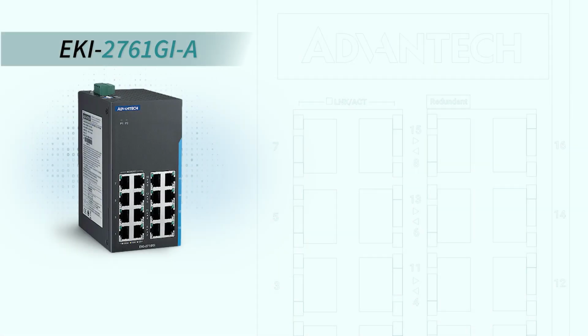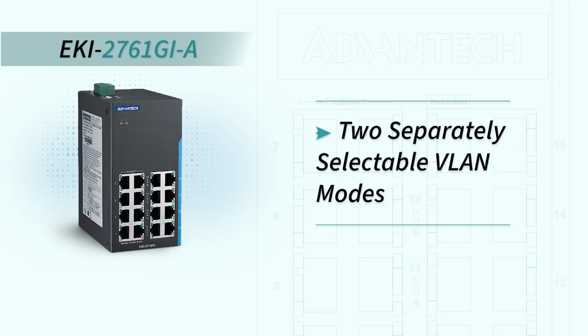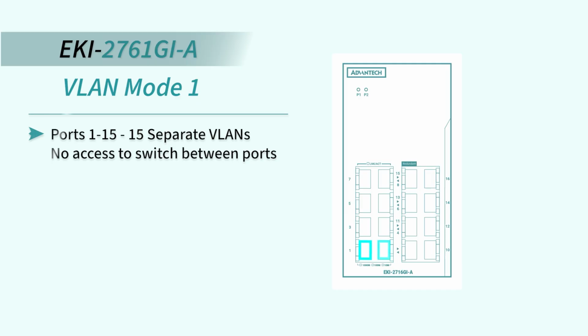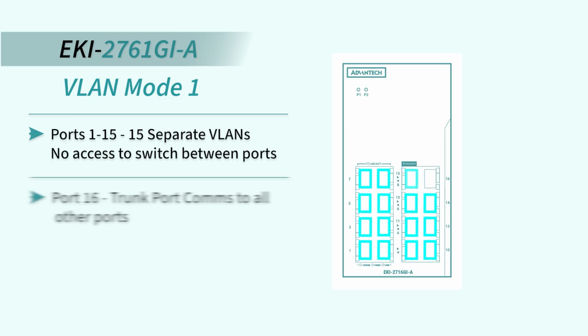With the EKI-2716GI-A, this has two VLAN modes, both of them selectable via the dip switch, letting you quickly segment your network without needing any management interface. In VLAN mode 1, the first 15 ports are assigned 15 separate VLANs, eliminating access switching between any of those ports, with port 16 assigned as the trunk port having comms to all other ports.